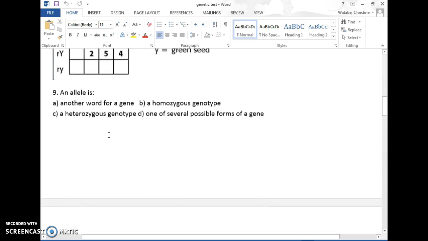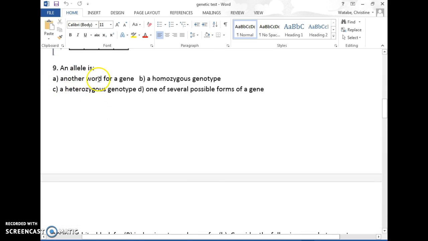Number 9, an allele is another word for a, letter A, gene, B, a homozygous genotype, C, a heterozygous genotype, or D, one of several possible forms of a gene.